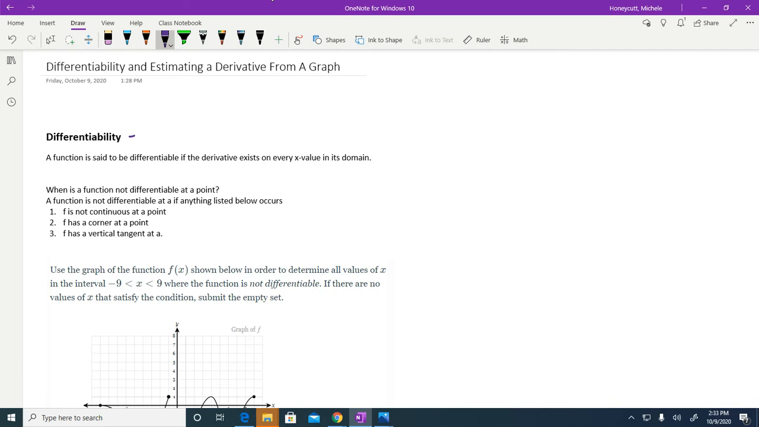So differentiability is really the ability to calculate a derivative. So a function is said to be differentiable if the derivative exists on each and every x value in the domain. So we have to figure out, okay, well, where does the derivative not exist? So a function will be not differentiable at a specific point if any of these three conditions are met.